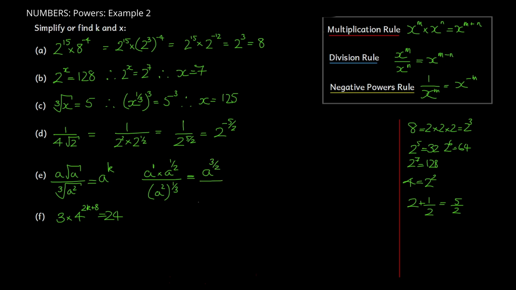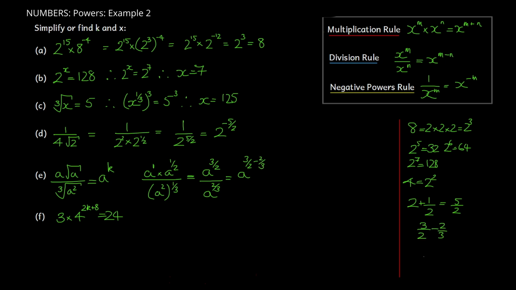Divided by, now this is not the multiplication rule. We are not adding the powers, we are multiplying them. And this is a to the 2 over 3. A bit of symmetry there. Now this is going to be an application of the division rule. This is equal to a to the 3 over 2 minus 2 over 3.